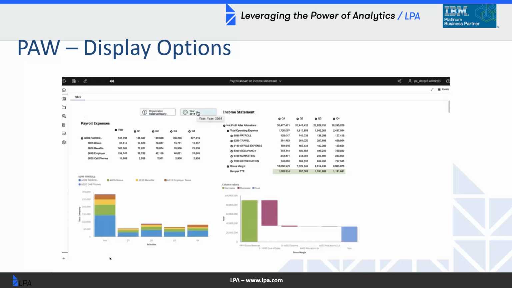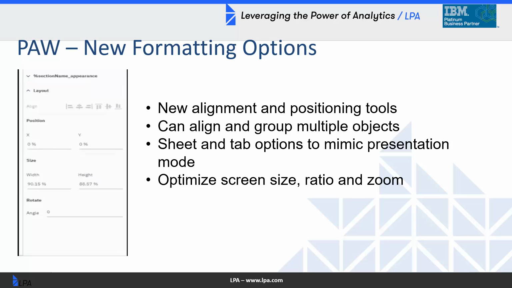So talking a little bit about Workspace and the display options now. You'll notice when you get into the new Planning Analytics Workspace 57 version, which is what we're talking about today, you have a bunch of different options now for charting, overall just display. It's a lot more user-friendly, and we're going to go through those now. So talking about the formatting options, you can now align and position objects on the screen. You can align and group multiple objects together. And you can have sheet and tab options to mimic presentation mode.